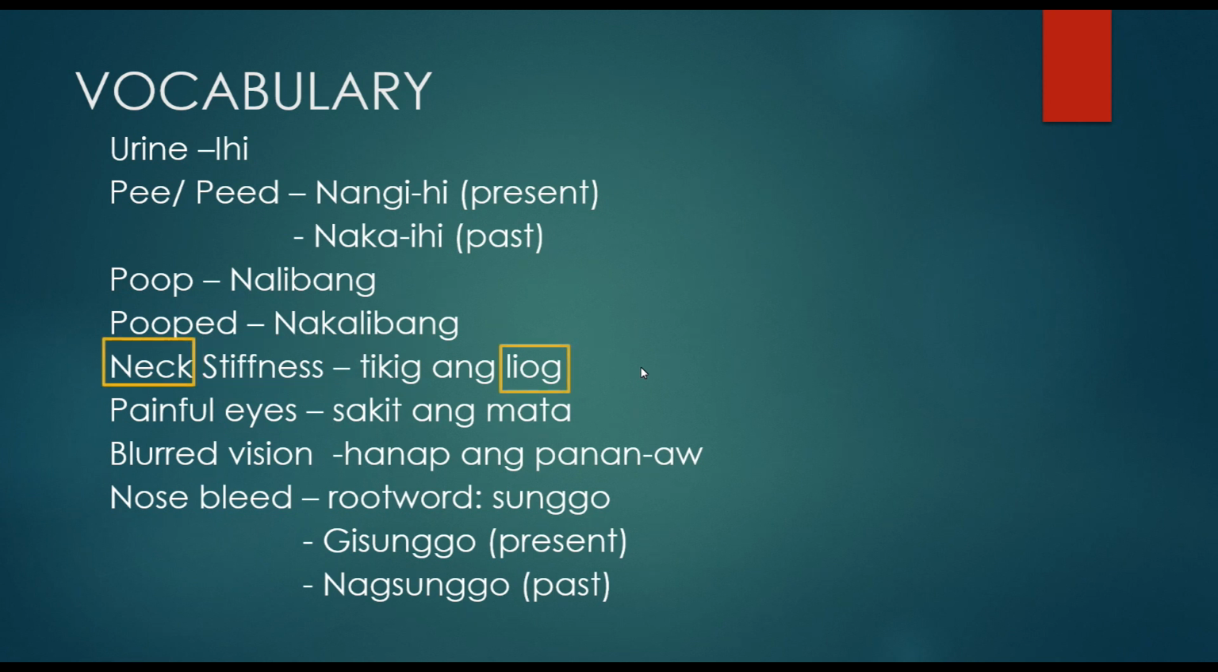Painful eyes, sakit ang mata. Painful means sakit, and then we have eyes, mata. Next, we have blurred vision. Hanap ang pananaw. Hanap means blurred or blurry, and then vision is pananaw. Now, we have nosebleed. The root word here is songgo. Present, gisonggo. Past tense is nagsonggo.